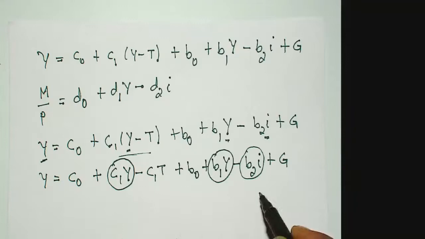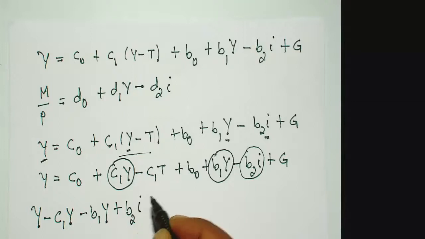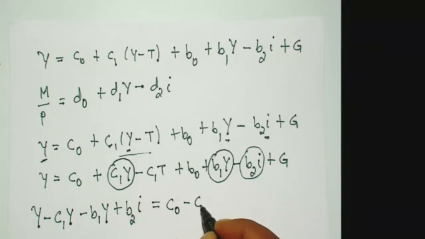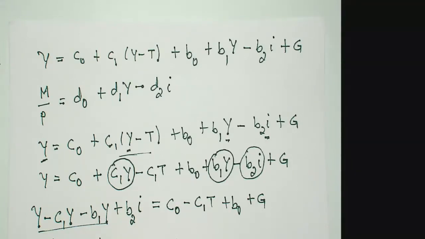So this is to say, I would take all these three parts of the equation to the left-hand side, and this would give me an equation which looks like Y minus C1 Y minus B1 Y plus B2 I is equal to C0 minus C1 T plus B0 plus government expenditure G. If I take Y as a common factor for these three items, I would have (1 minus C1 minus B1) Y plus B2 I is equal to C0 minus C1 T plus B0 plus government expenditure G.